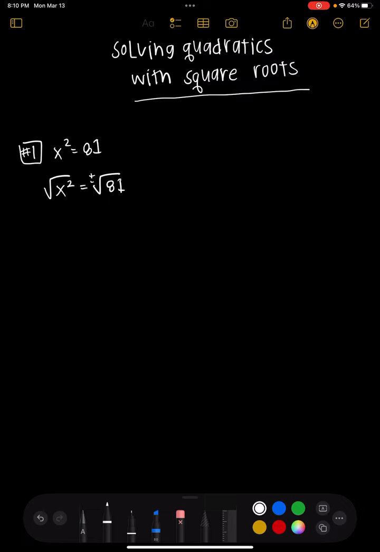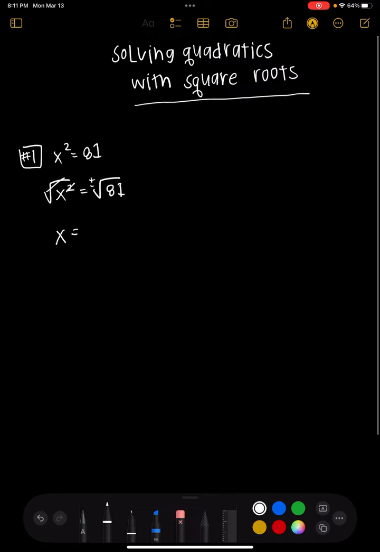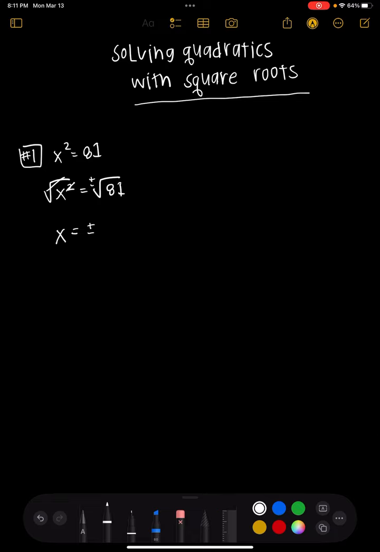So from there, the square root and the squared on the left side cancel each other out. The square root and the squared are opposites of each other, which means that they cancel each other out. And so now I'm just left with x. And then on the right side, I have plus or minus the square root of 81. Now, if I were to plug that into a calculator, the square root of 81 is 9. So that means I have plus or minus 9, which means that I have two solutions. It's x is equal to positive 9 or x is equal to negative 9.